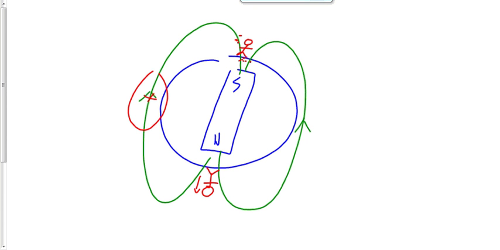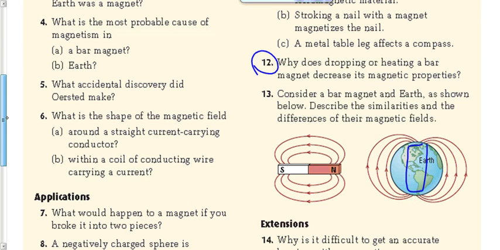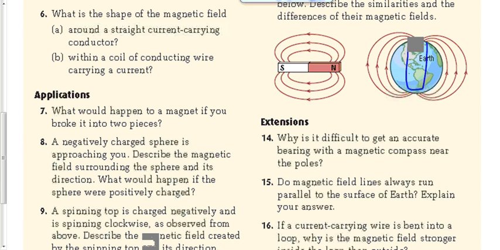So the simple answer to that question is no. The field lines don't always run parallel to the Earth's surface, although over most of the Earth, you can see here that they do run not quite parallel, but almost parallel.